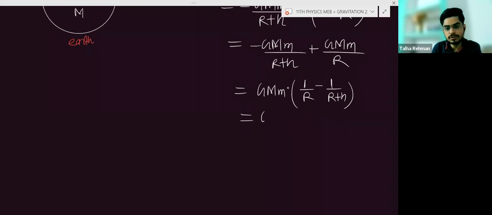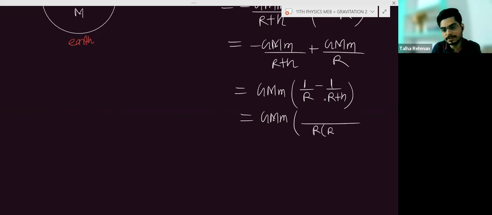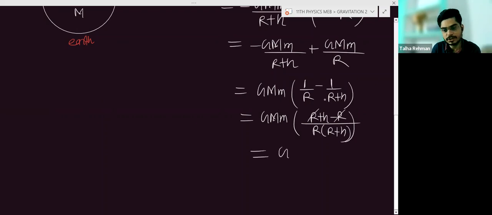So now G M m, now take the LCM, r into r plus h will be the LCM. So you will have r plus h minus r. From here r and r will cancel out. So what you will have, change in potential energy is G into capital M into small m divided by r into r plus h, h also will be there. Okay, this is the change in potential energy.